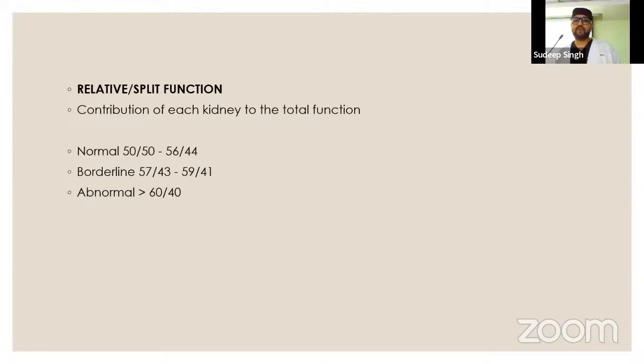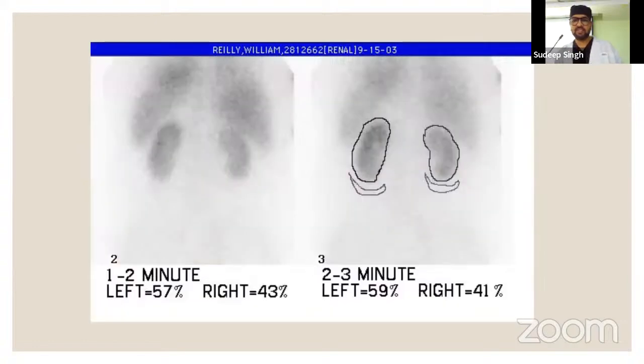So relative or split function, it is the contribution of each kidney to the total function. Normal is 50-50 to 56-44. Borderline is 57-43 to 59-41. And it is abnormal if it is more than 40 and less than 60 on the other side. So this is a diagram showing kidneys with intermediate function of 57-43 and 59-41.